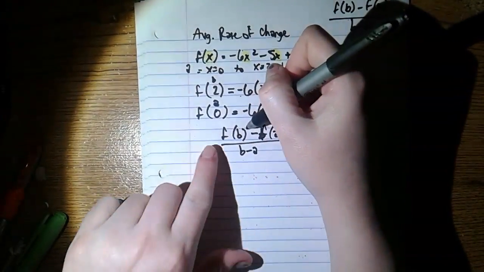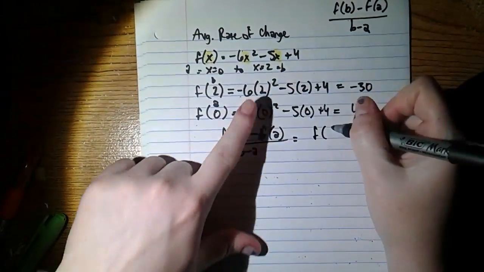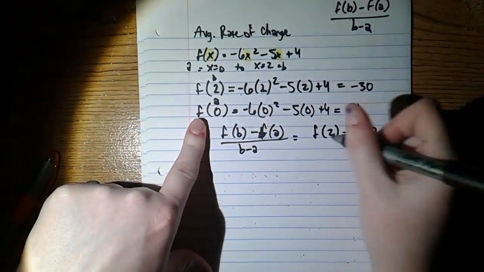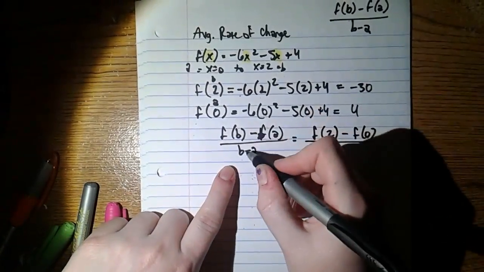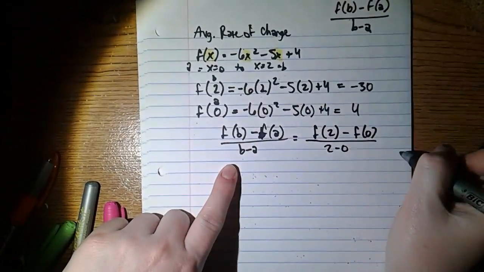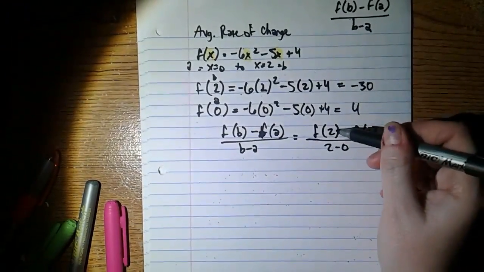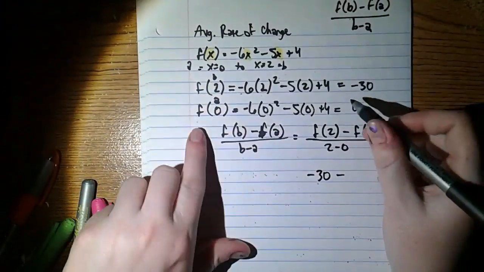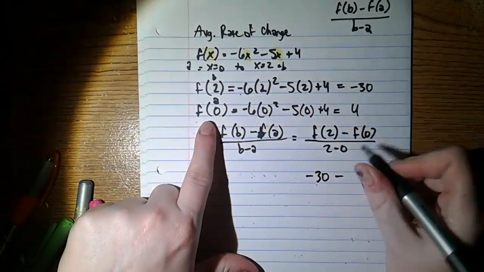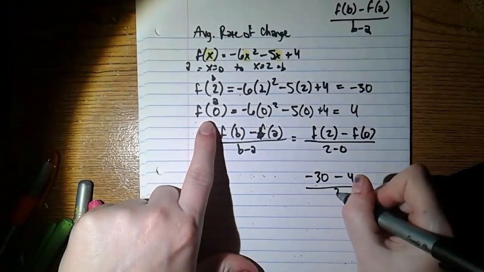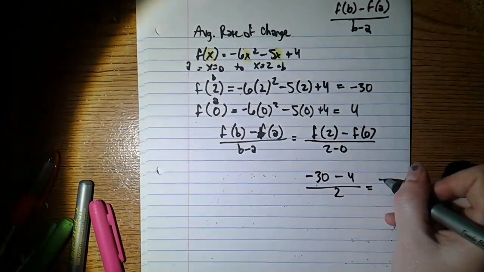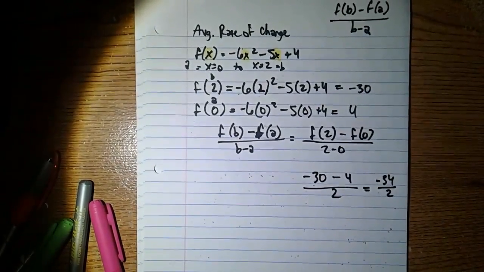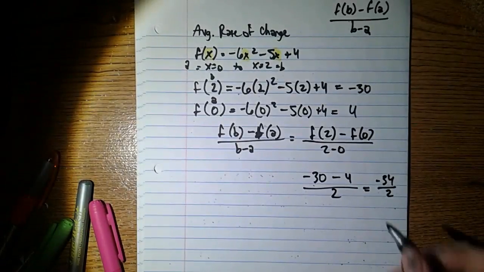F of B, which is 2, minus f of 0 over, and that was 2 minus 0, which is just 2. We said f of 2 equals negative 30, minus, we said f of 0 equals 4. 2 minus 0 is 2, so that equals negative 34 divided by 2, which is negative 17.